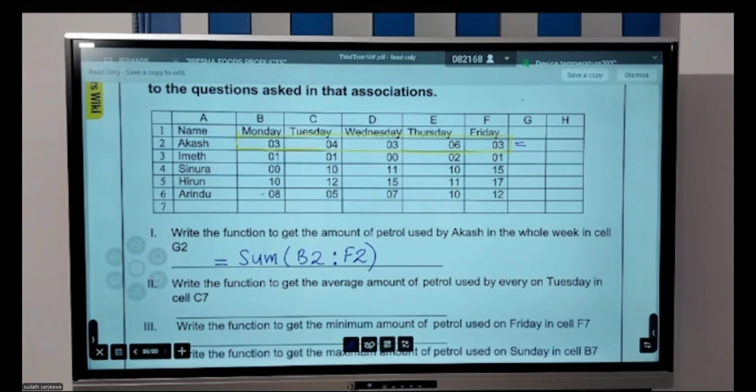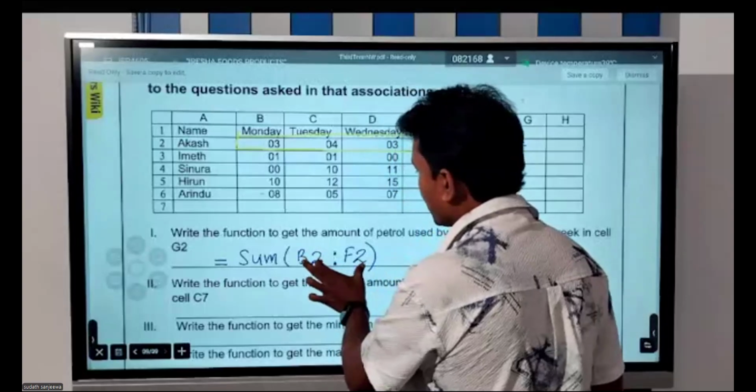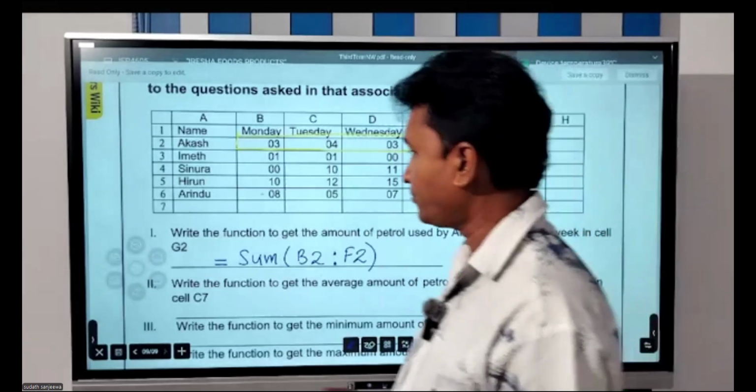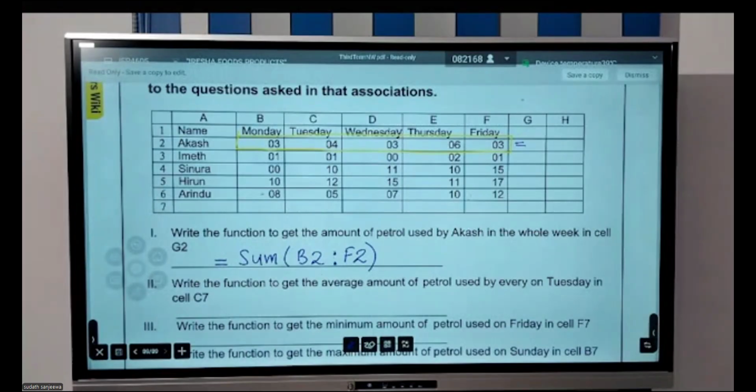Lakindu, your answer is also wrong. So this is how you have to write. Don't use the plus sign here. So this is how you select the range, B2 colon F2. Wait, I'll type that one in Excel and I will share it with you. Then you'll understand this better.